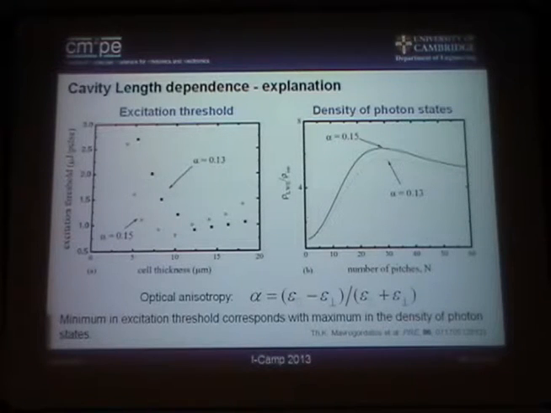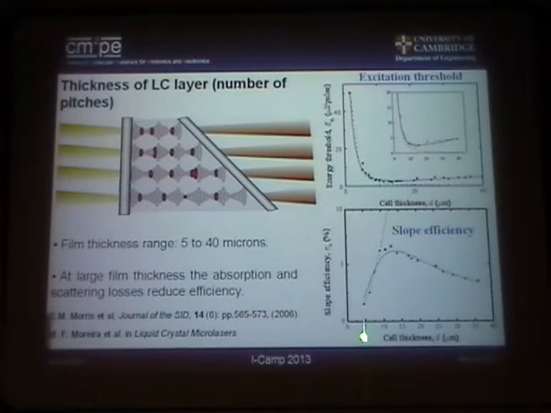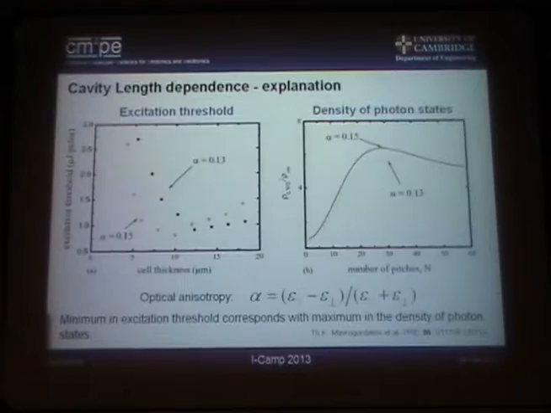But basically, we were able to understand why you get this behavior based on modeling the density of photon states. What we find is that if you plot the density of photon states as a function of the number of pitches, then indeed there is a peak in both cases, and this resembles the plot of the slope efficiency very nicely. So this profile fits the profile of the density of states very nicely in terms of the number of pitches.